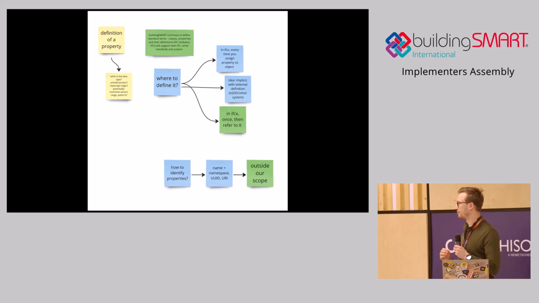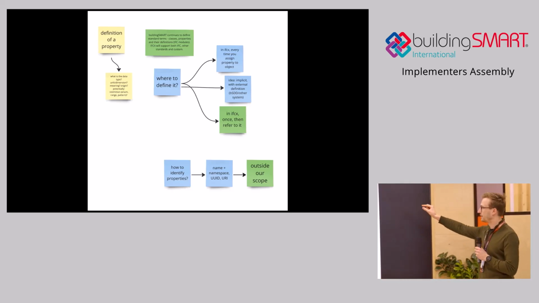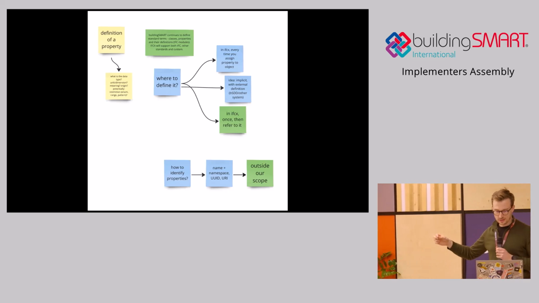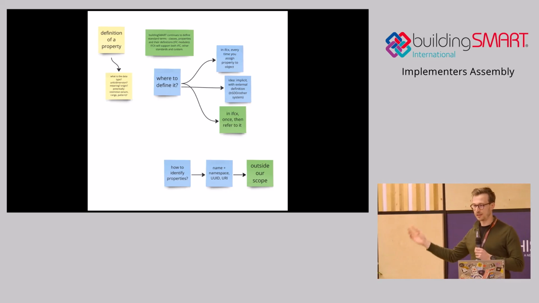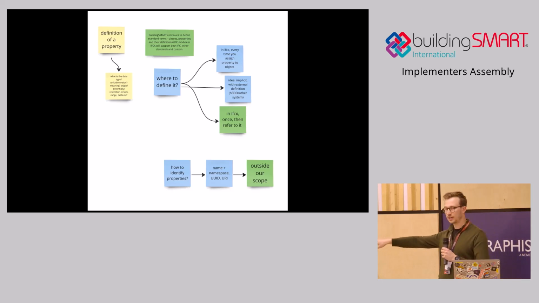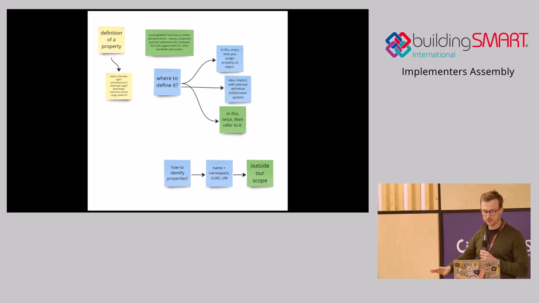There are many options. One of them was to define it every time you assign a property to an object, or externally in a system like, I don't know, IFC documentation, bSDD, Autodesk Parameters Service, or somewhere else. Another option was to define it in the IFCX file and reference it every time you add it to an object. At this point, don't pay attention to identifiers like GUIDs and URIs. We decided this is out of the scope of this group.